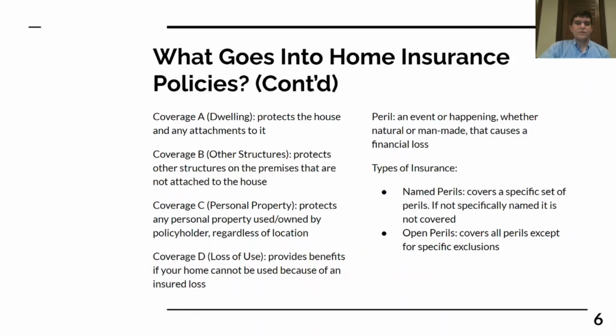Now, with those four basic coverage components covered, the last section would be perils. And a peril is an event or happening, whether natural or man-made, that causes a financial loss. You can think of a flood, a fire, or theft as common perils. And there are different types of home insurance policies. One being named perils, which covers a specific set of perils. If not specifically named, it is not covered. And the other being open perils, which covers all the perils except for specific exclusions. So for each home insurance policy, you'll have the two different sections. Section 1 having the four basic coverage components.